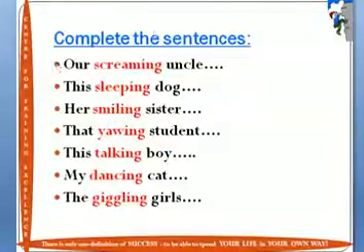Look at these incomplete sentences. Our screaming uncle. Here screaming tells us more about the noun uncle. So screaming here is an adjective. This sleeping dog. Here sleeping tells us more about the dog. So here sleeping is an adjective.